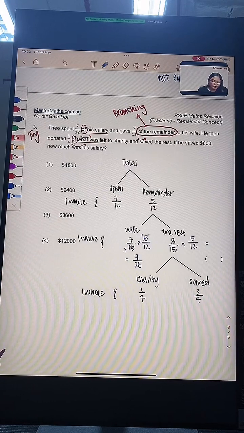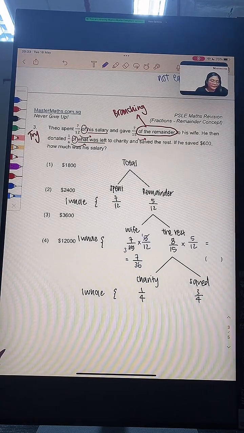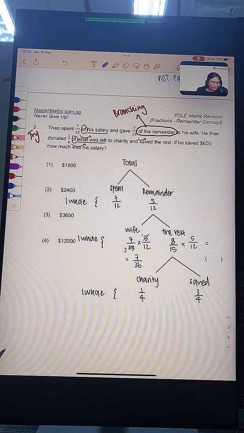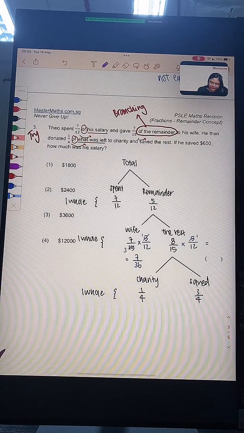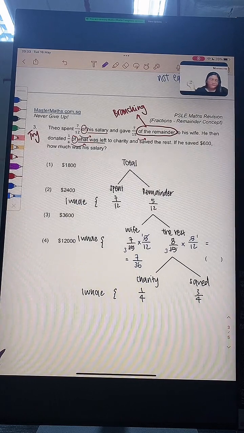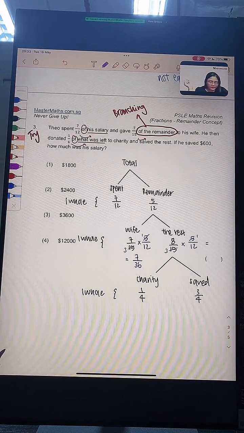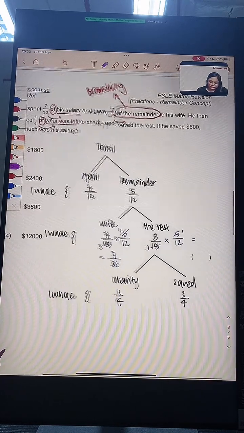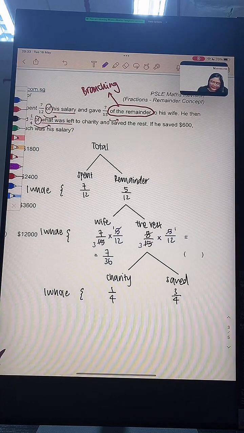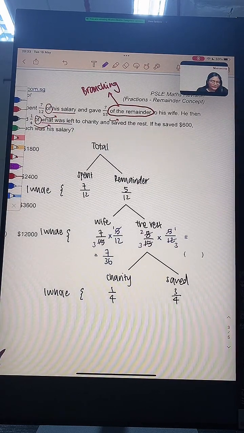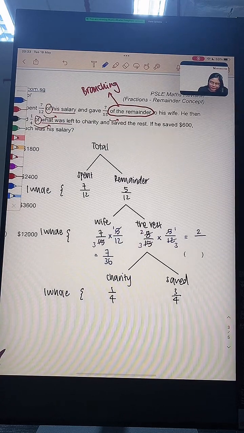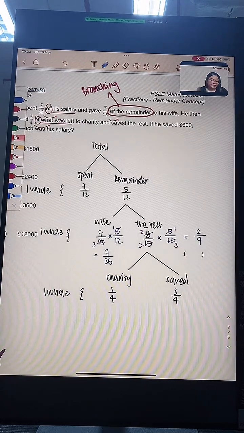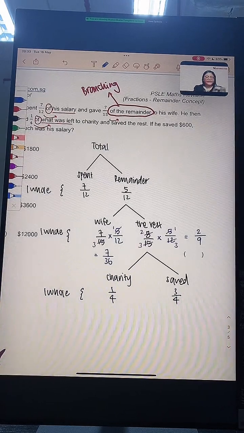This time round, we have 2 sets of numbers that we can cross cancel. So 5 becomes 1, 15 becomes 3. 5 divided by 5 is 1, 15 divided by 5 is 3. And then 8 divided by 4 is 2, 12 divided by 4 is 3. So we will get 2 out of 9.